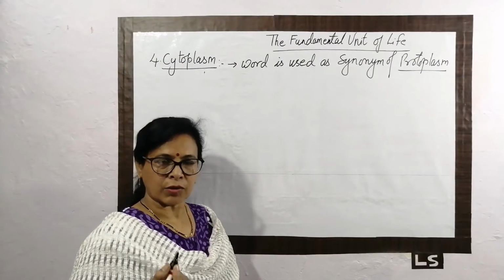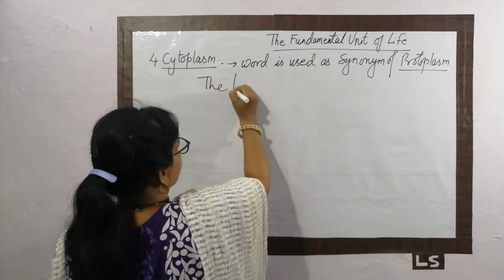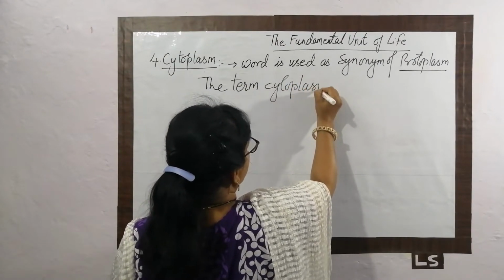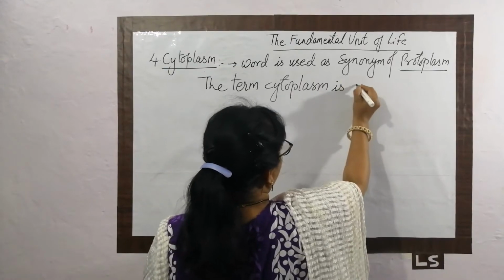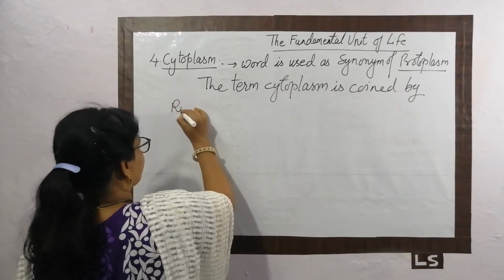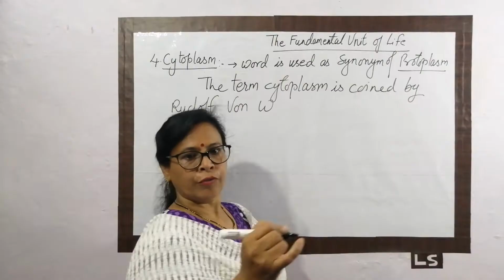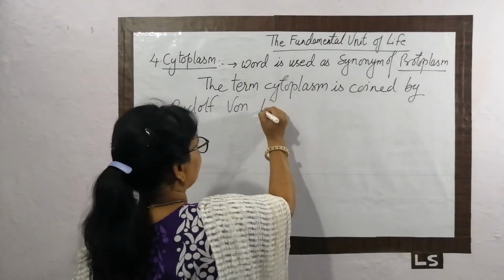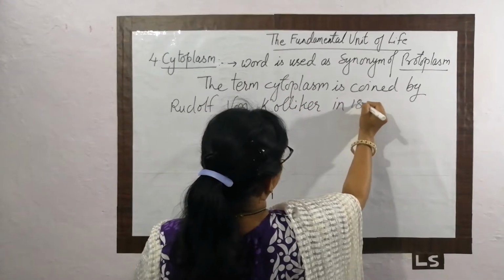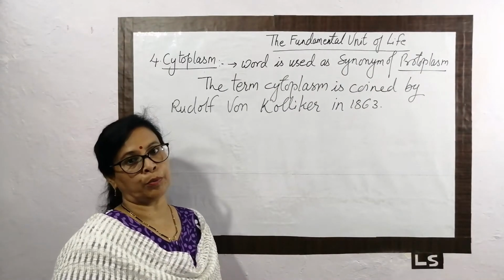This thing happened in the year 1863. The term cytoplasm was coined by Rudolf von Kölliker in the year 1863. But he used this term cytoplasm in the place of protoplasm only.